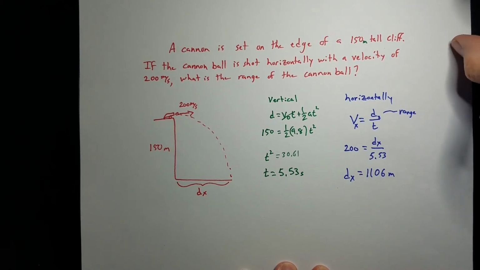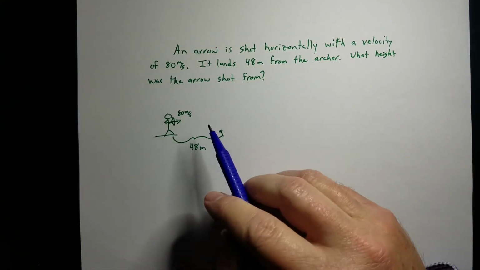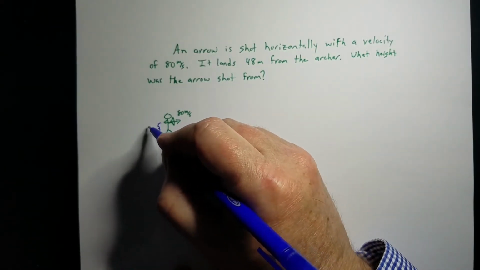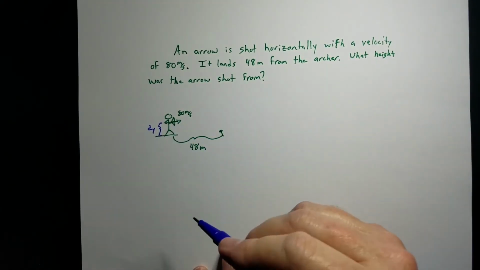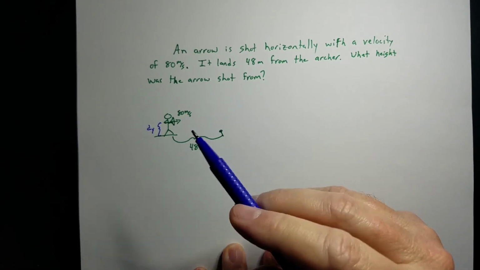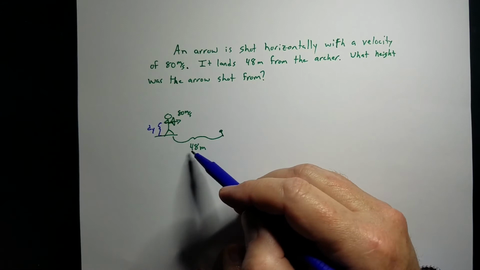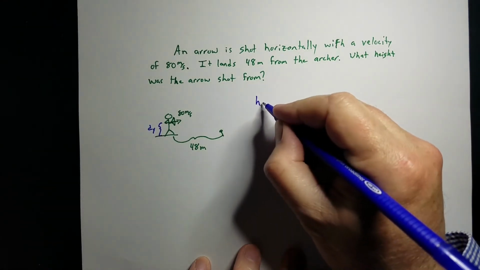Let's look at another problem. On this one, we've got an arrow being shot with a velocity of 80 meters per second, and it lands 48 meters from the archer, and we want to know the height. So we actually want to know this distance in the y. How far up was the arrow shot from? Well, I don't know any vertical parts to this problem. I know a horizontal velocity and a horizontal distance. So for this one, I'm actually going to start off with those two things.